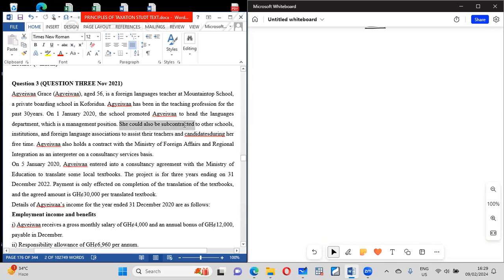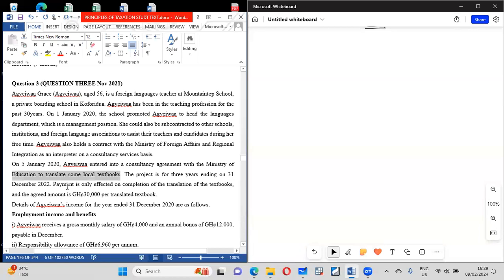She could also subcontract to other schools, institutions, and foreign language associations to assist the teachers and the candidates during her free time. Ejewa also holds a contract with the Ministry of Foreign Affairs and Regional Integration as an interpreter on a consultancy service basis. On 5th January, Ejewa entered into a consultancy agreement with the Ministry of Education to translate local textbooks. The project is for 3 years, ending on 31st December 2022.